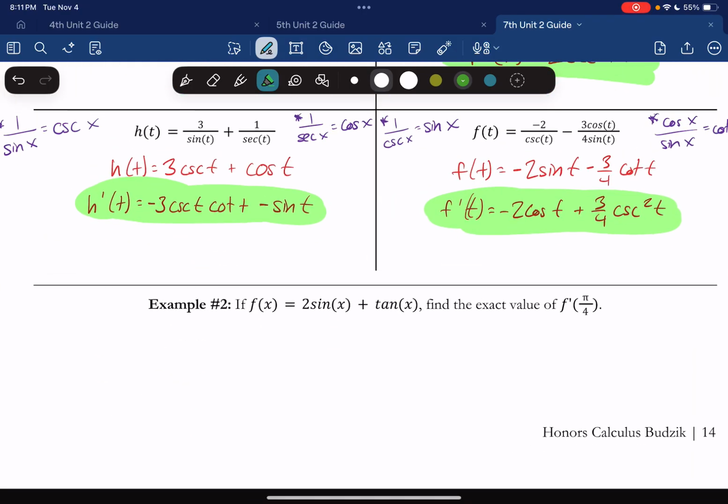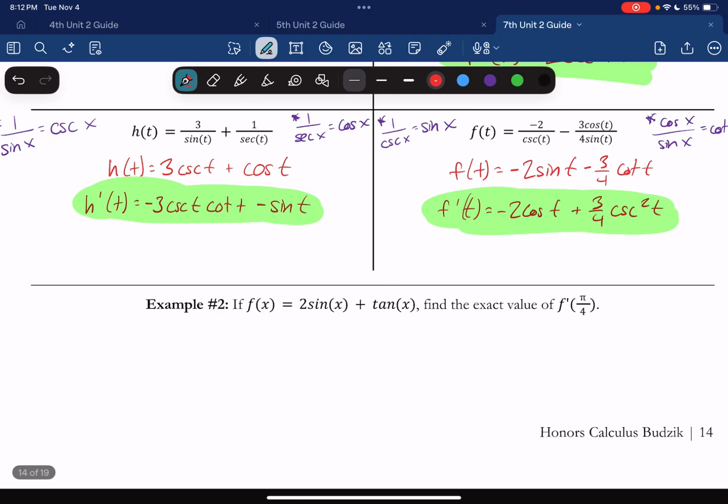All right, so I got f of x is 2 sine x plus tangent x. I want to find my exact value of f prime of pi over 4. So I do need to start. I got to find my derivative. So f prime of x. So 2 sine x, so the derivative of sine is cosine. So this is going to be 2 cosine x. Plus the derivative of tangent is secant squared. So plus secant squared x.